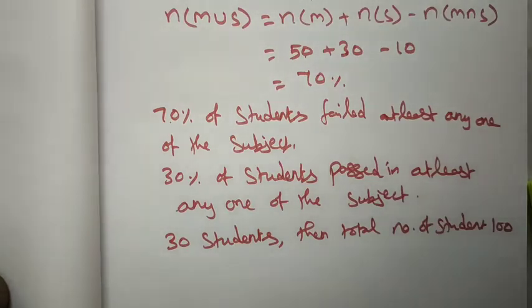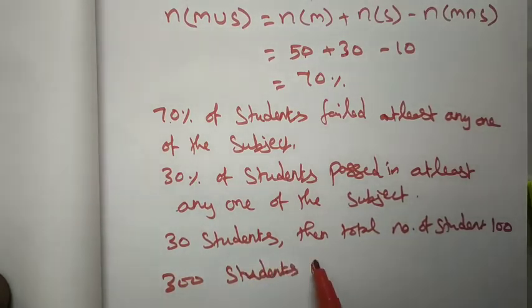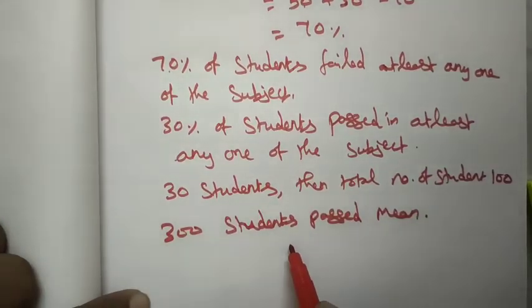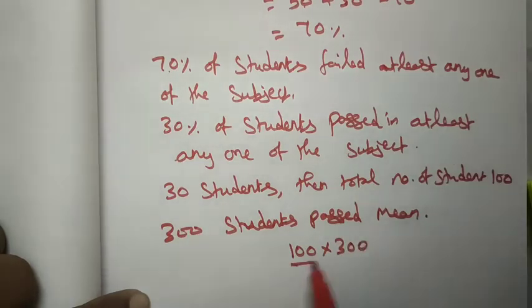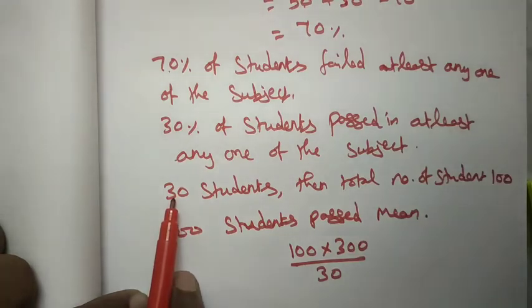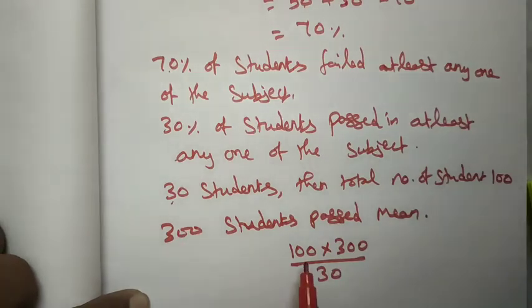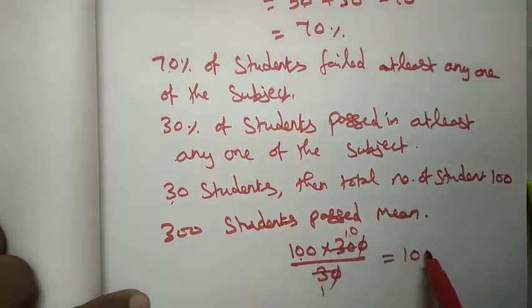Now we want to find out, in the question 300 students passed in both the subjects is given. So 300 students passed means we have the values, that is 100 into 300 divided by 30. Out of 30% means out of 100, right? So 300 students have passed means 100 into 300 divided by 30. That is the terms, 100 will be cancelled. 3 ones are 3, 3 tens are 30. So 100 into 10 is 1000.